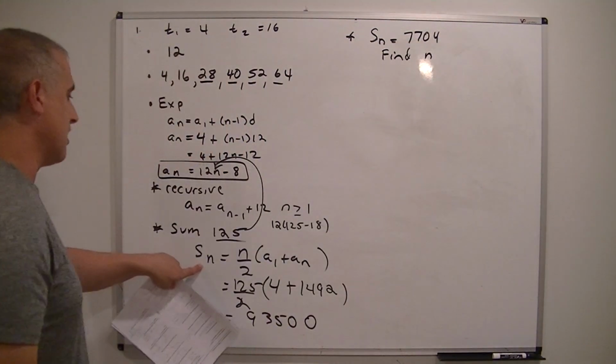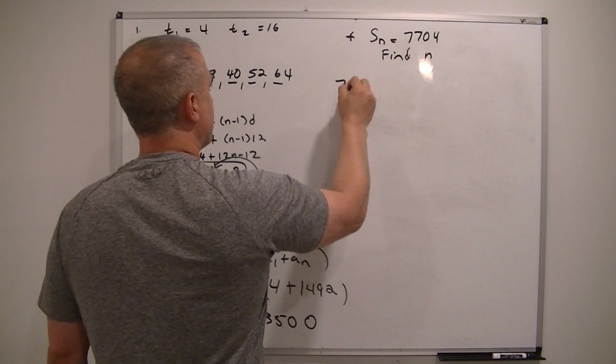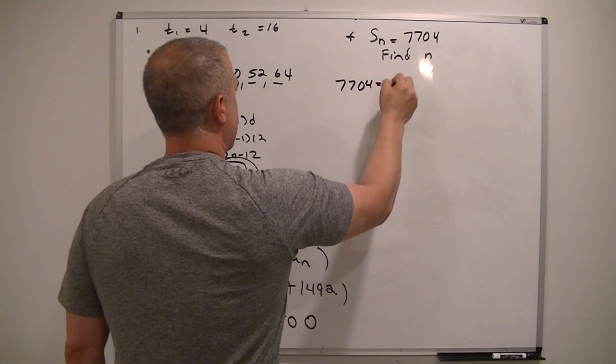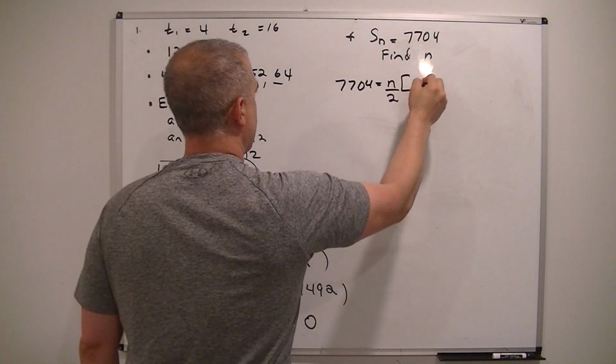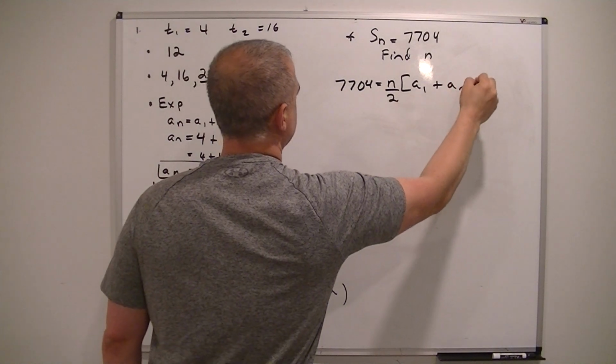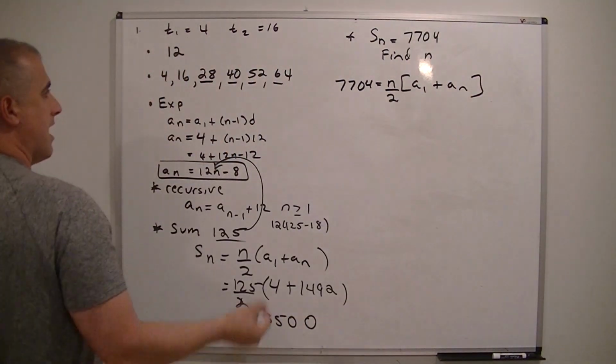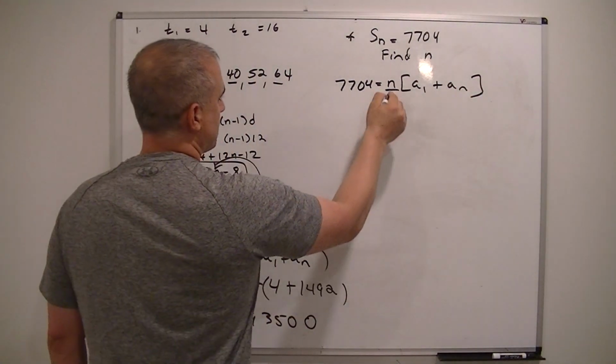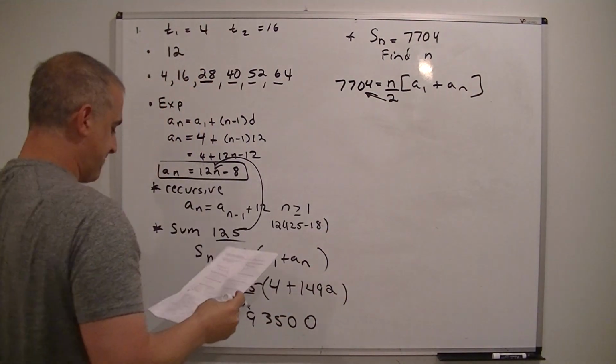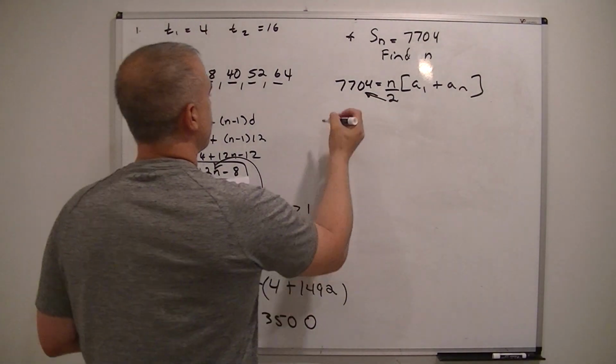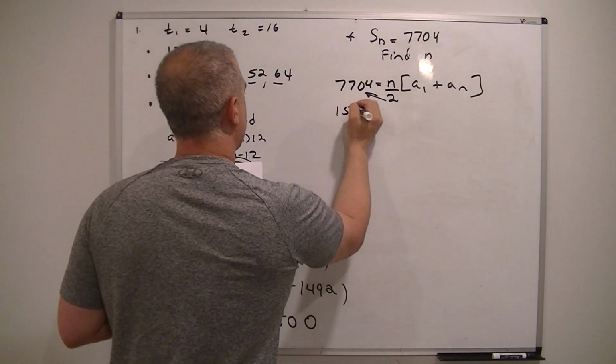The last question for question 1 is Sn is 7704, find n. So what we're going to do is come back to this formula. So we know 7704 equals n over 2 times (a1 plus an), all right? Now, very simply, to help us solve for n, let's cross multiply that, which would be 15,408.